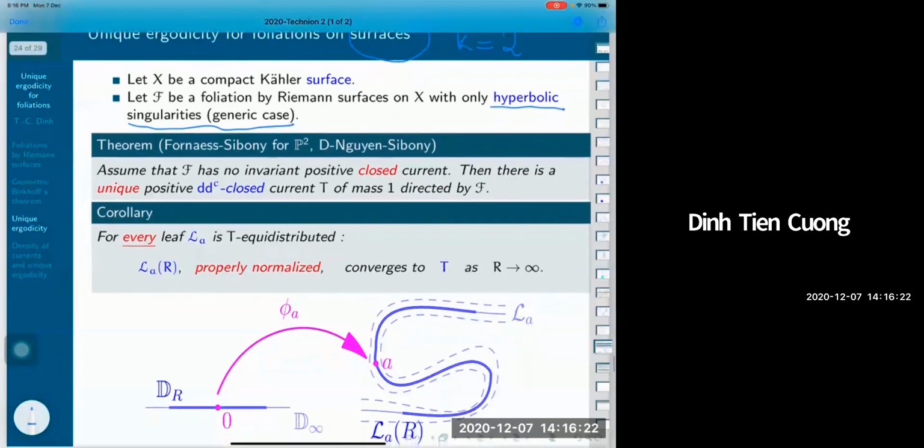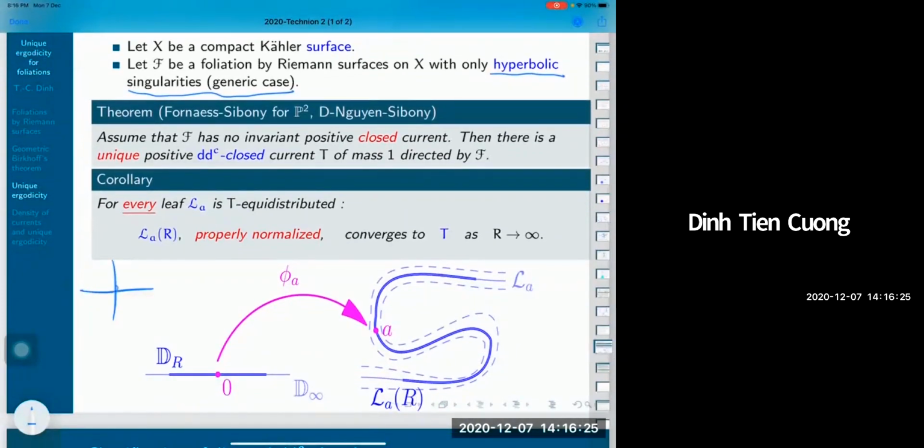Remember that if you have a singularity at 0 here, then the foliation is given by something like alpha 1 z1 d/dz1 plus alpha 2 z2 d/dz2. We say that the singularity is hyperbolic if alpha 1 over alpha 2 is not real. This is a generic condition. So in this case, we know better the situation at the points of singularities.